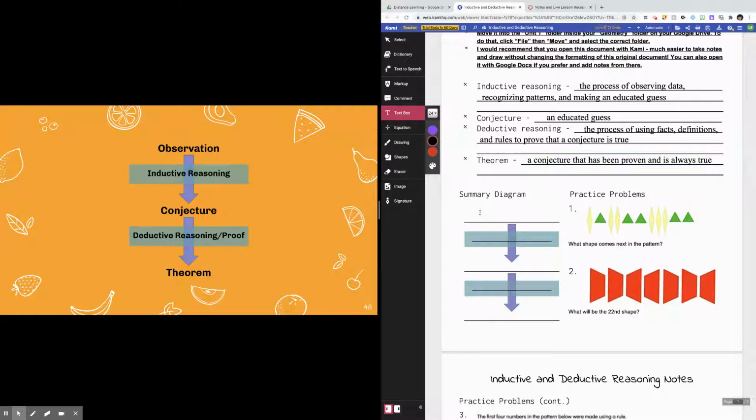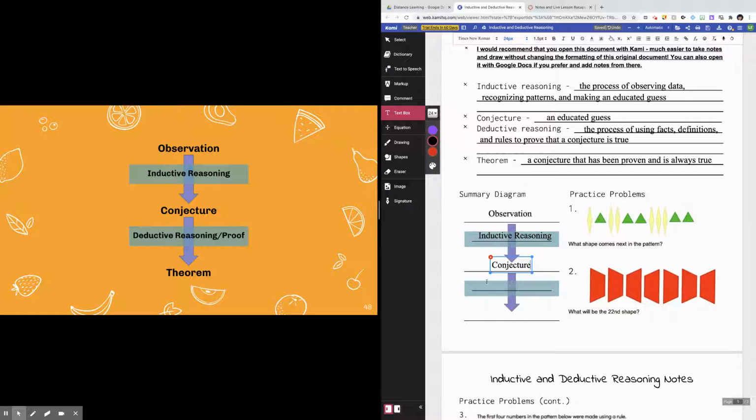Okay, so the way that I like to explain this to people is through this diagram here. Always we start with an observation. We're observing something in the world. And then based on that observation, we use inductive reasoning. That's when we make guesses based on our patterns. We observe data with inductive reasoning and we make our educated guess. Remember that educated guess is called a conjecture.